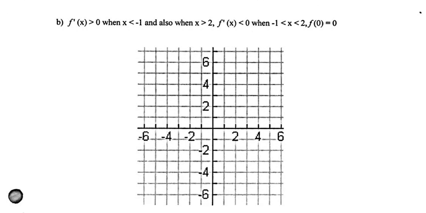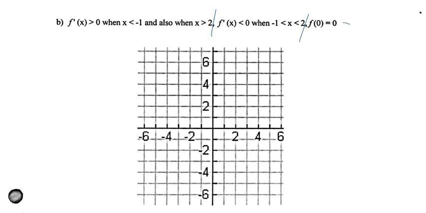And lastly, we're going to do one more of these. Let's take all the information we have and see what we can figure out. So the first part says f prime of x is greater than 0 when x is less than -1 and also when x is greater than 2. That's our first piece of information. The second piece of information says f prime of x is less than 0 when -1 is less than x is less than 2. And f of 0 is equal to 0.